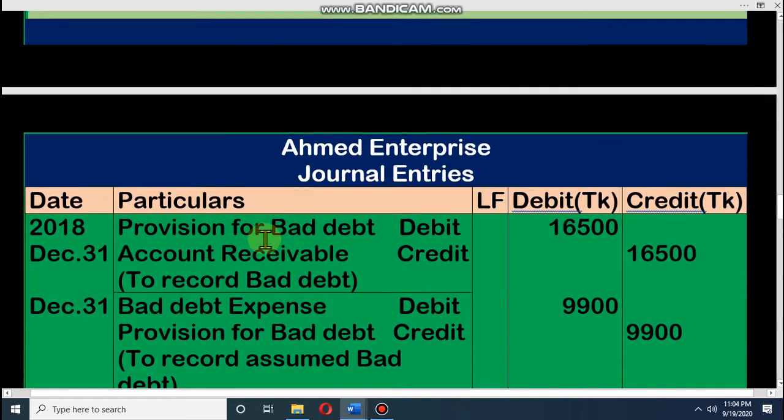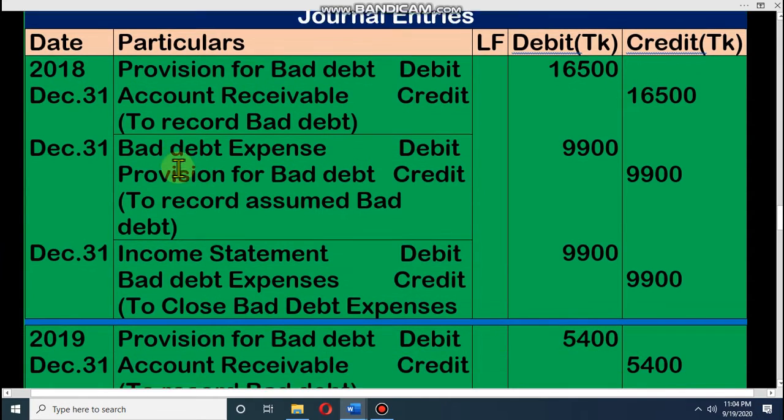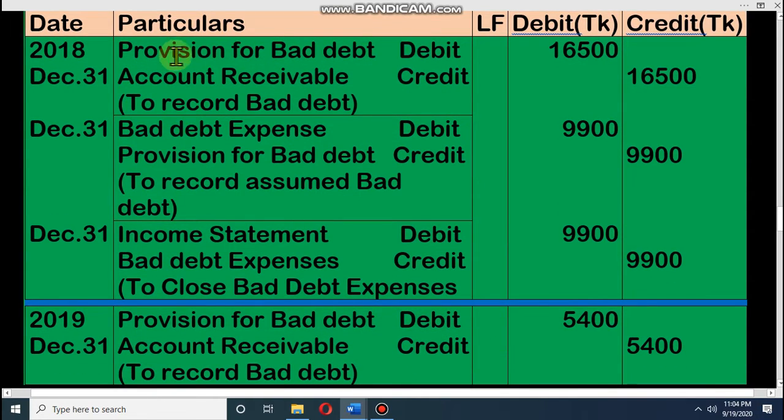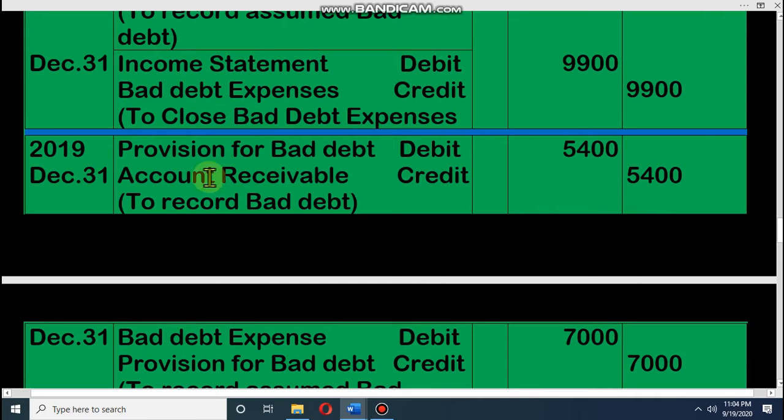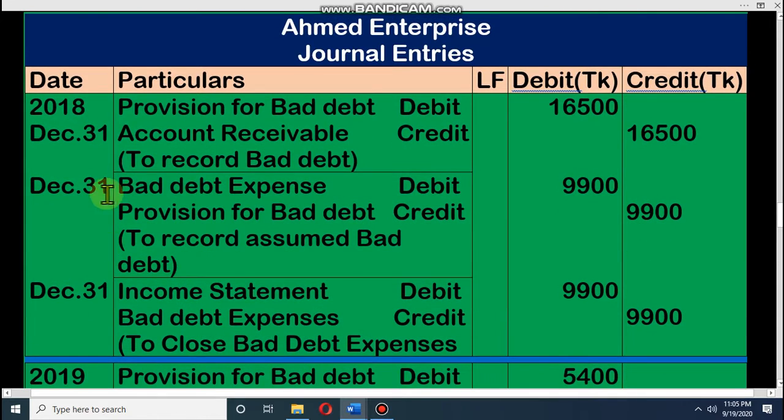Dear student, now journal entries. The recording process of bad debt is very easy, because there is a fixed journal for every year. Look, the first journal is provision for bad debt or reserve for bad debt debit, account receivable credit. Then bad debt expenses debit, provision for bad debt credit, and next, income statement debit, bad debt expenses credit. This is fixed for every year. Look at 2019, same: provision for bad debt, account receivable. Then bad debt expenses, provision for bad debt. Then income statement, bad debt expenses. And if we do it for more years, same. That means every year we have to give the same journal, so we have to memorize this journal and keep it in our mind.